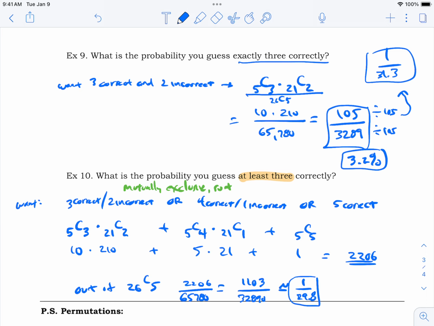Where am I? Come on, you. Oh, I hit the factorial button by mistake. Okay, try it again. 1103 divided by 32,890 equals, make a decimal, so it'd be something like 3.35% or something. 3.35% that you'll get at least 3 correctly. Notice exactly 3 correctly is 3.2. 3 or more is a little bit bigger. Not much, but a little bit bigger, which you would expect.